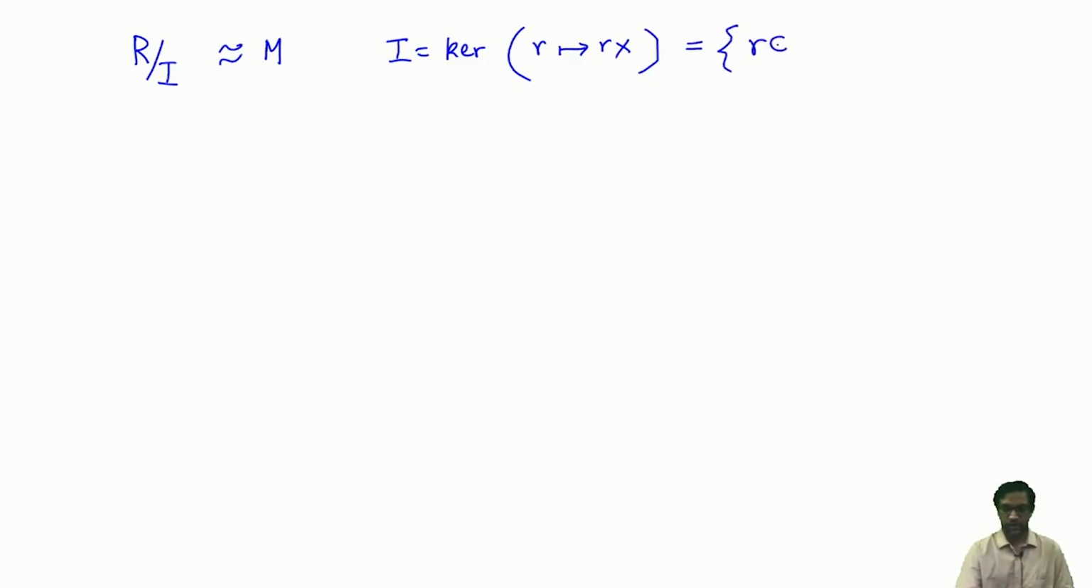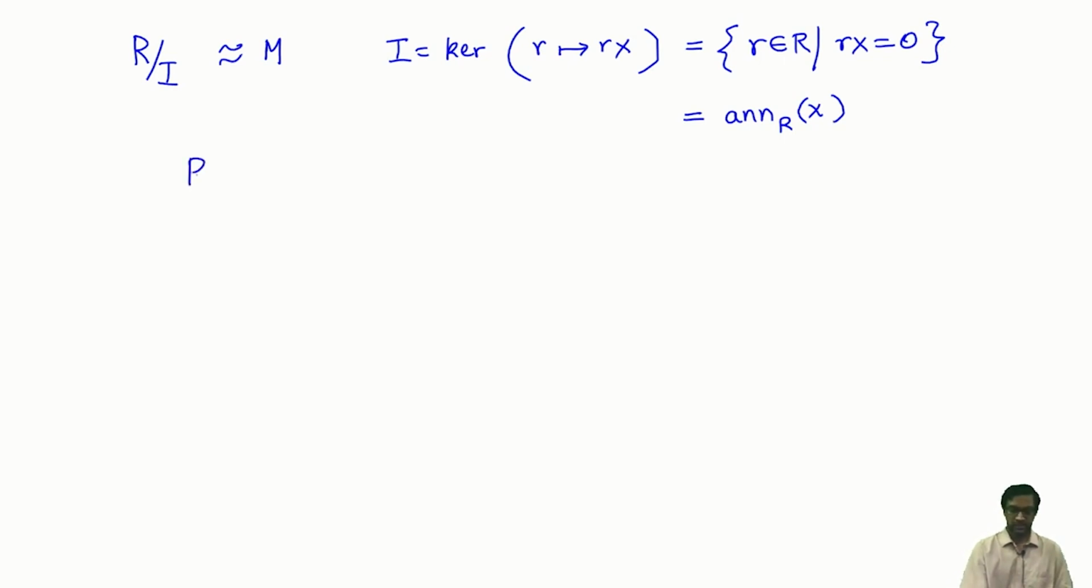In fact, we've actually proved a little more. We said R mod I is isomorphic to M, where I is exactly the kernel of the map which sends each element r to rx. Which means this is exactly the set of all r in R such that rx is 0. This is usually called the annihilator in R of x. It's all scalars which annihilate that element x. So R modulo the annihilator of x is isomorphic to Rx.